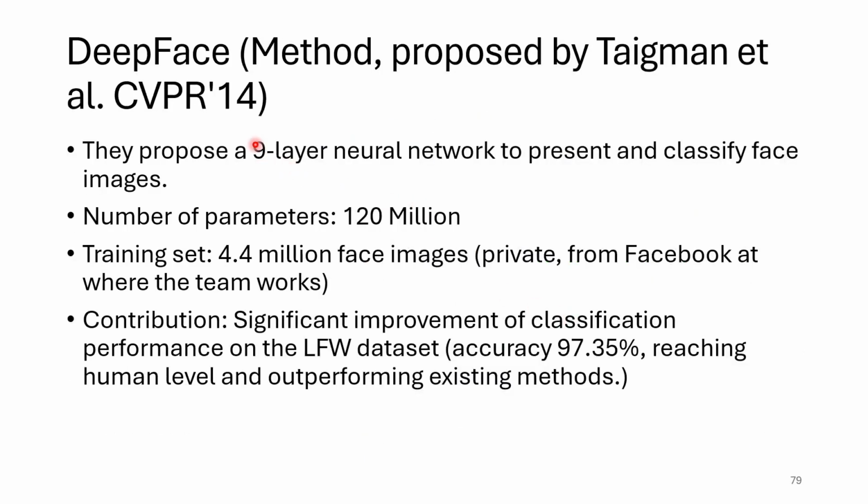In 2012, the AlexNet only used 5 layers. So they modified AlexNet and extended it to 9 layers. However, the most significant one is that they need a lot of face images. There are 4.4 million face images. So who can collect so many face images?